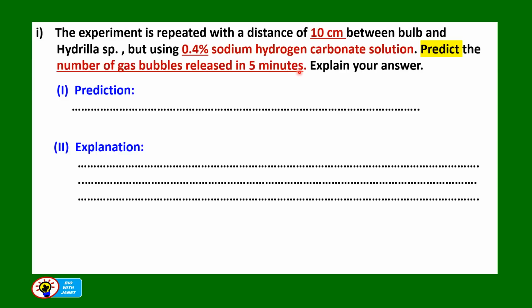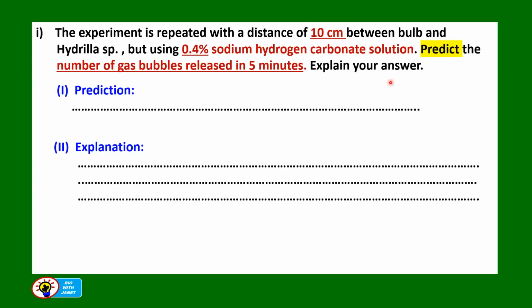That's the average. So now you are changing the concentration of sodium hydrogen carbonate solution to 0.4%. That's an increase in the concentration of this solution. Thus, what will happen? More carbon dioxide will be supplied by the sodium hydrogen carbonate solution, right? And then this will increase the rate of photosynthesis because carbon dioxide is a substrate for the process of photosynthesis. It's used in photosynthesis. So that means the number of gas bubbles released in 5 minutes will increase and be more than the original amount, which is 21 air bubbles, okay, for distance of 10 cm.